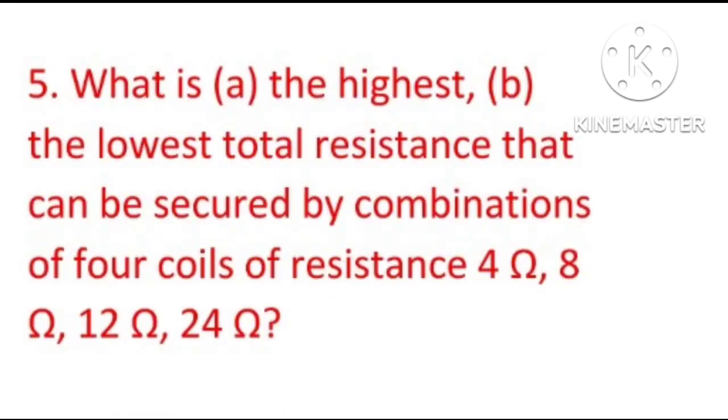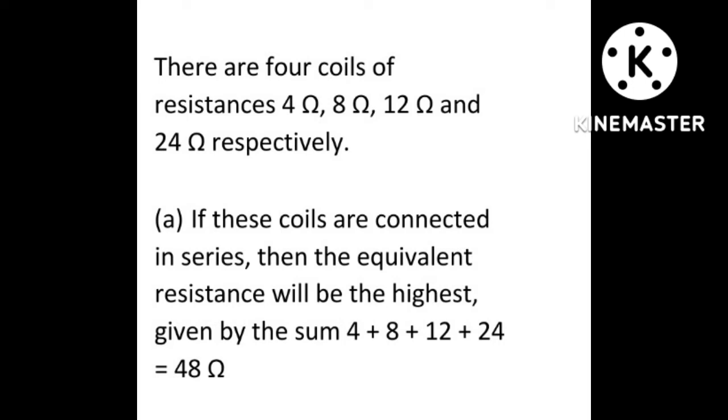What is the highest and the lowest total resistance that can be secured by combinations of 4 coils of resistances 4 ohm, 8 ohm, 12 ohm and 24 ohm? Here we have to calculate the highest and the lowest effective resistance by using these 4 resistors, that is 4 ohm, 8 ohm, 12 ohm and 24 ohm. Okay, that we have to find out. There are 4 coils of resistances 4 ohm, 8 ohm, 12 ohm and 24 ohm.